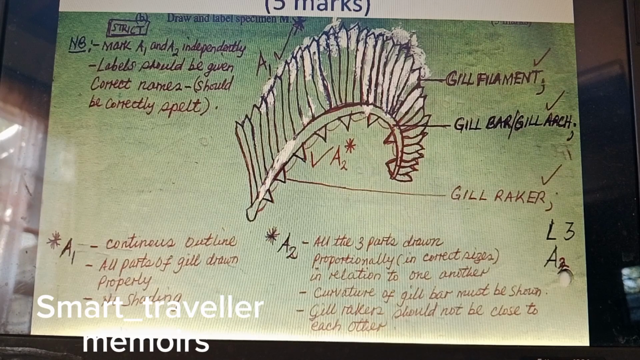So the first one is continuous outline. All parts of the gill drawn properly and no shading. You can get to that one. You can see where it is being pressed. The second one, A2, all the 3 parts drawn must be proportional. You don't have a gill raker which is bigger than the gill bar, or the gill bar bigger than the gill filament. All right, guys.